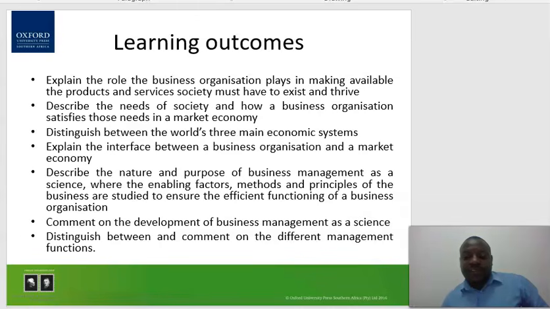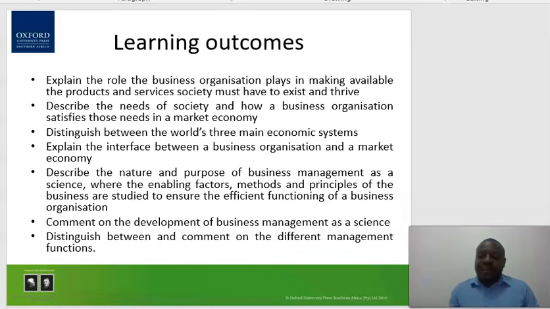So people in the society, they have various needs. They need goods. They also need services. So you must be in a position to explain the role of business organizations in making sure that they provide the needed goods and services. You must also be in a position to describe the needs of society and how a business organization satisfies those needs in a market economy.